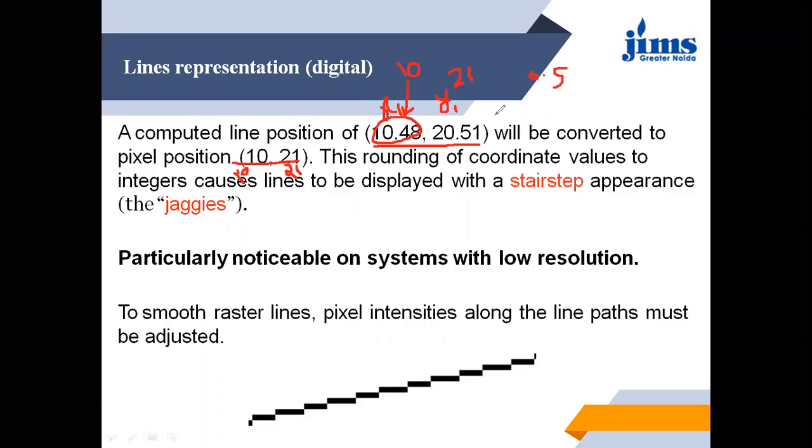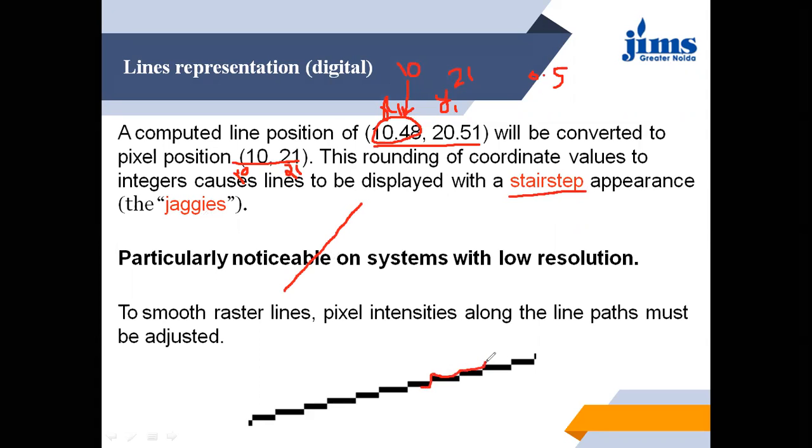Means we are going to round off these floating values. The rounding of coordinate values to integers causes lines to be displayed as stair steps. But what happens when we see any line on a display device? That line is really very smooth. We cannot say that the line contains any jaggies or stair steps. Stair step means like this.